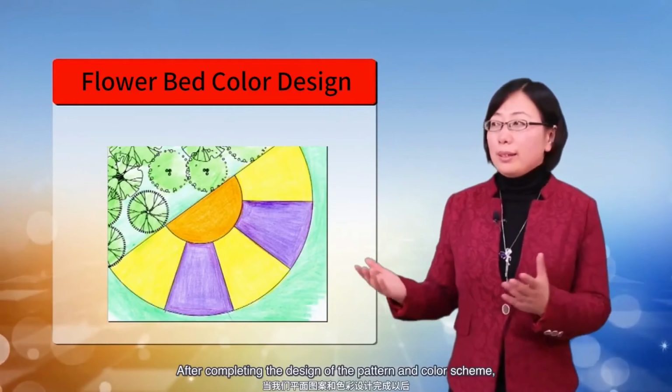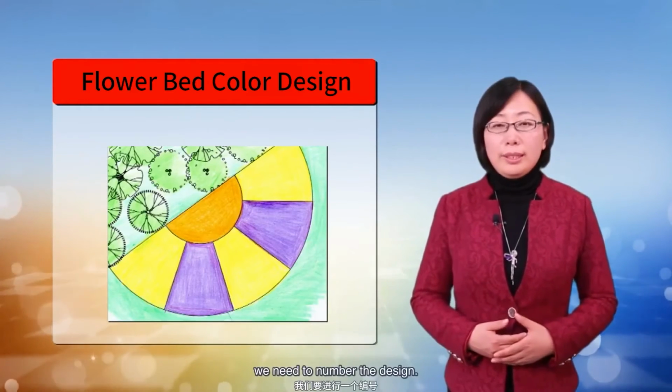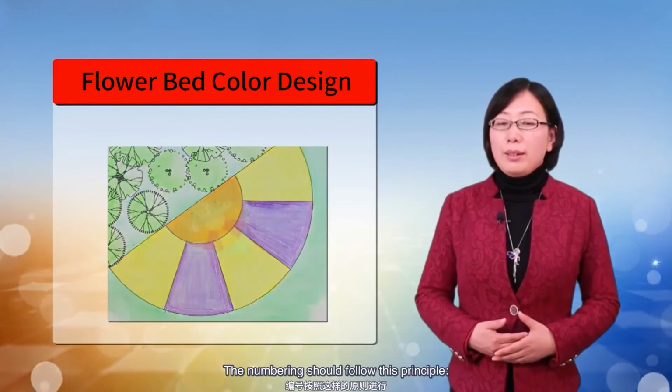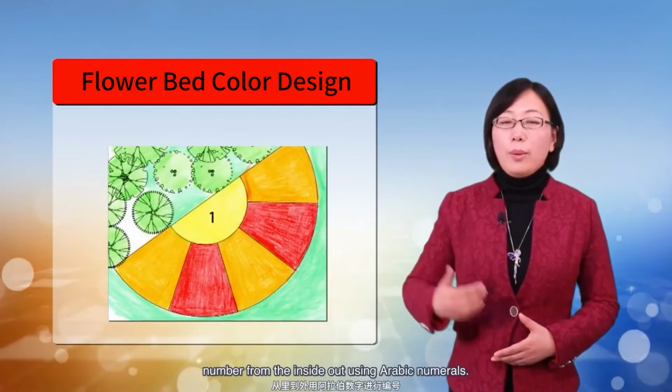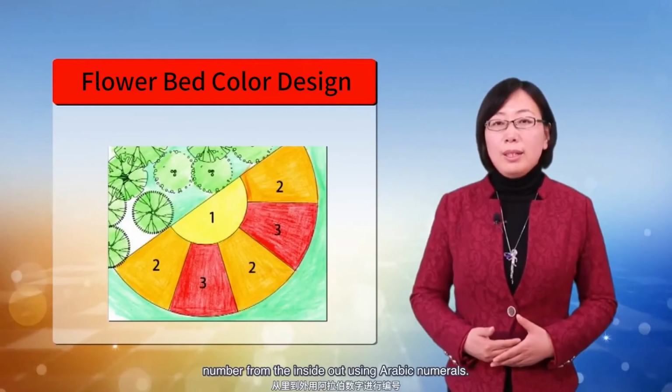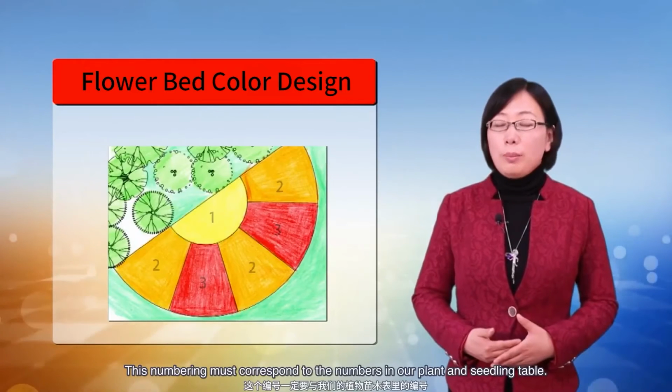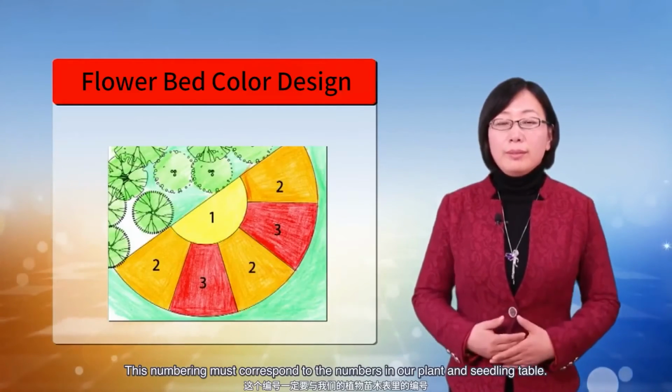After completing the design of the pattern and color scheme, we need to number the design. The numbering should follow this principle. Number from the inside out using Arabic numerals. This numbering must correspond to the numbers in our plant and seedling table.